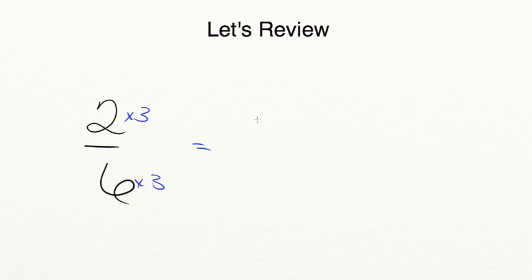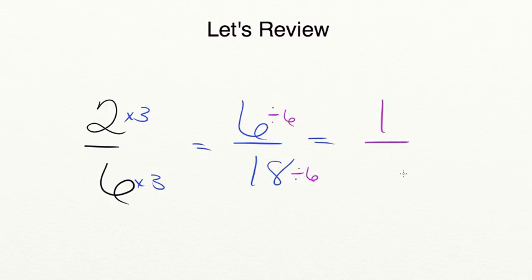Let's review what you've learned in today's lesson. When you're trying to find an equivalent fraction, you need to multiply your numerator and your denominator by the same number, and that will give you an equivalent fraction. So 2 times 3 equals 6, and 6 times 3 equals 18. If you are trying to simplify a fraction into its lowest terms, you're going to divide your numerator and your denominator by its greatest common factor, and that will give you your fraction in simplest terms.